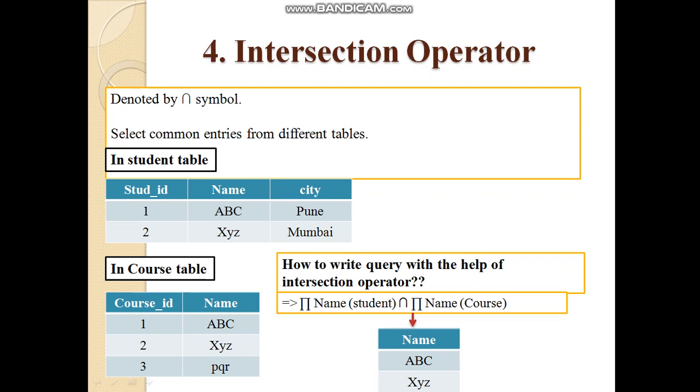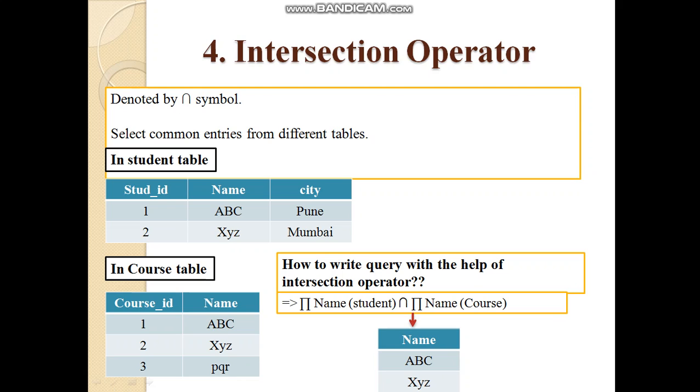So next is the intersection operator. This symbol is used by the intersection operator. Intersection means we are selecting the common entries from different tables. So here is the student table and here the course table. Here we are fetching only these two entries, that is ABC and XYZ.